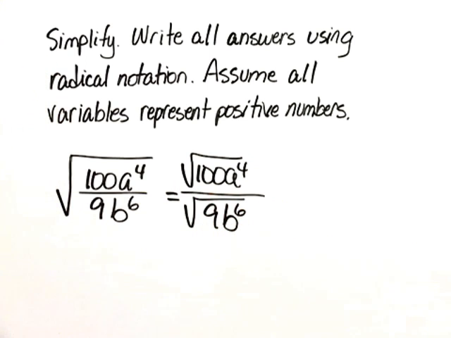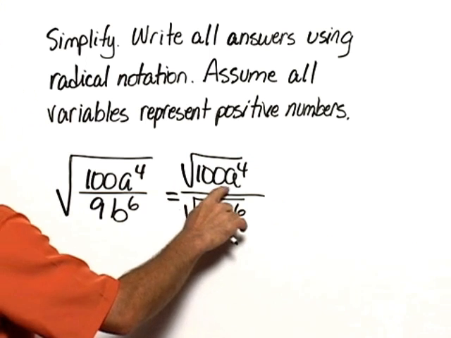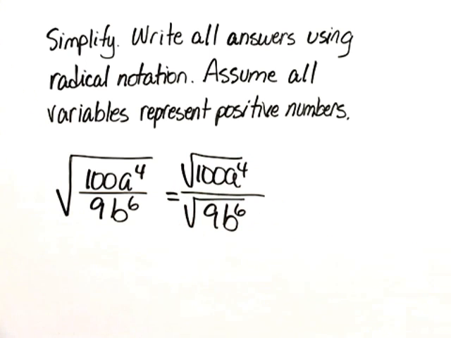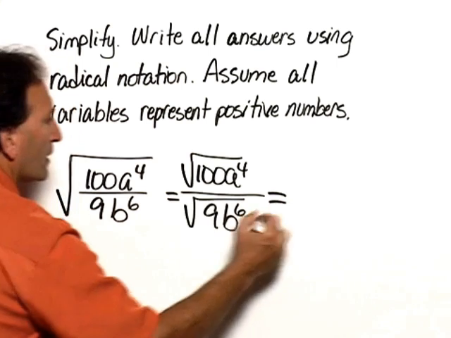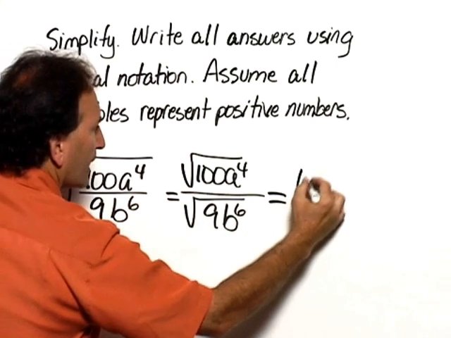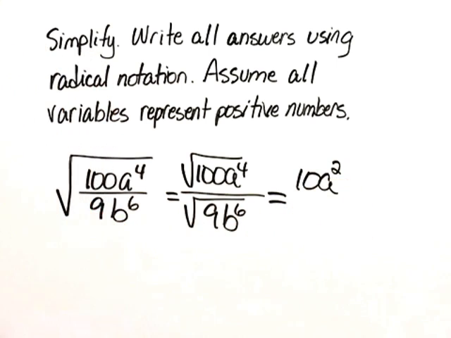And now we'll recognize that 100a to the fourth is itself a perfect square. It's 10a squared and then squared, and therefore the square root of 100a to the fourth is 10a squared.